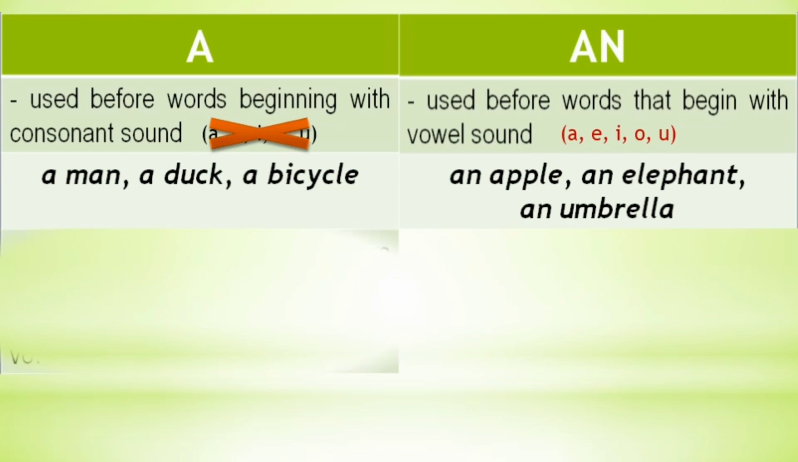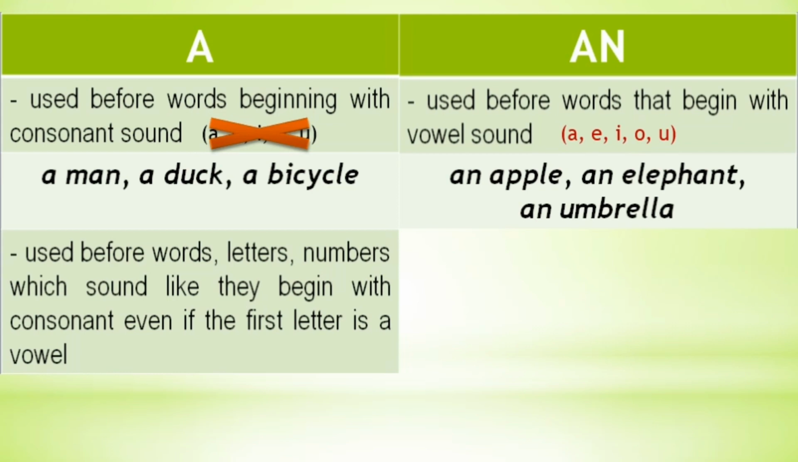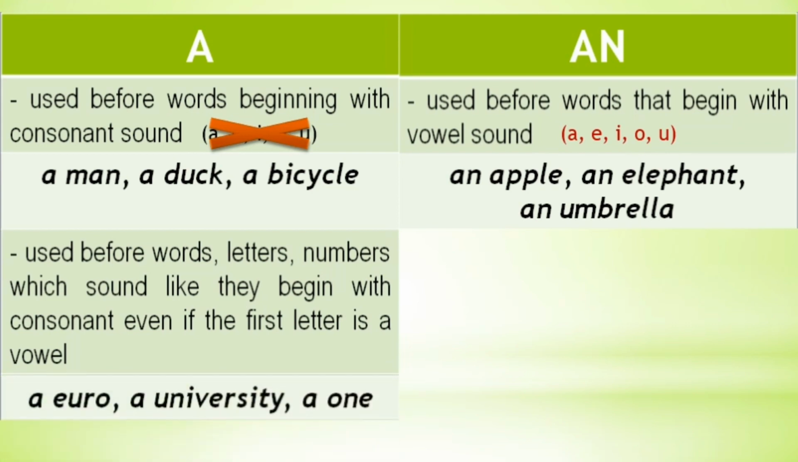Let's have another use for "a." "A" is used before words, letters, or numbers which sound like they begin with a consonant even if the first letter is a vowel. As you can see in these examples, they start with vowel letters, but they sound like consonants. So instead of using "an," we will be using "a." For example, a euro. To begin with, right? It's "euro," so it seems that it begins with the letter Y. Another one is a university. It doesn't sound like "u." It sounds like Y. And another one is a one, as if it sounds like a W, right? So those are examples of the second use of "a."